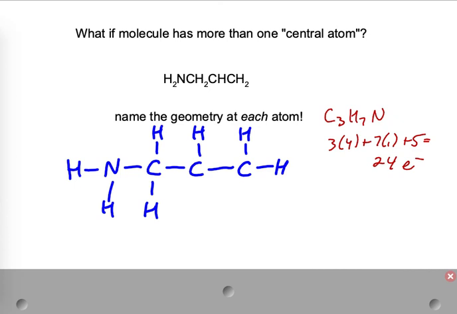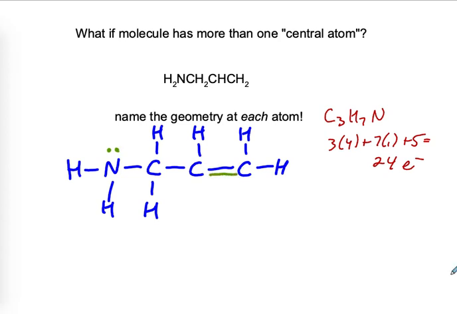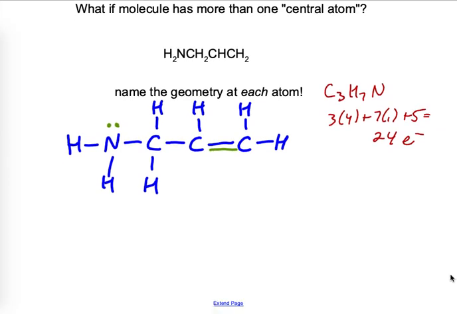Clearly, the only way I can satisfy nitrogen's octet is to put a lone pair on it. The only way I can satisfy the octets of the 2 carbons on the right-hand side of the molecule with only 2 electrons is to draw a carbon-carbon double bond. So now we are going to look at the nitrogen and each of the 3 carbons, classify it using the ABE system, and then name the geometry.